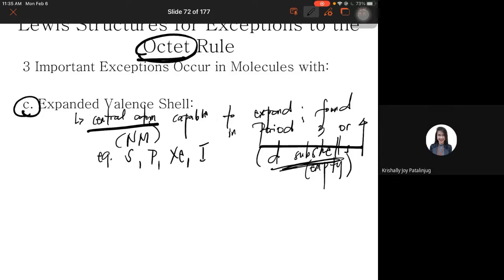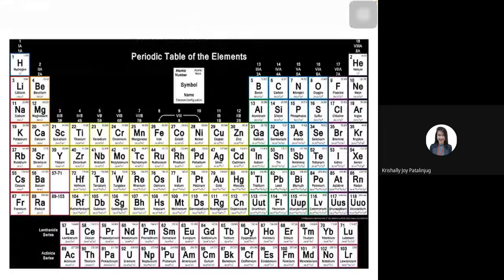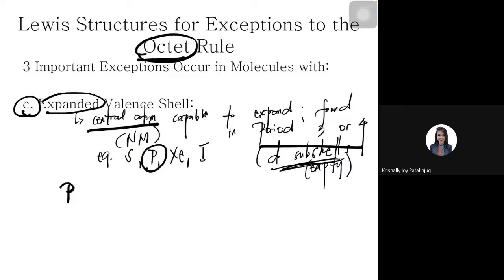So let's have an example of molecules, species with a central atom that is capable to expand, meaning more than 8 electrons yung surrounding valences nila upon writing their Lewis structure. Let's say, for example, phosphorus. Again, phosphorus in the periodic table, it's found in period 3. So you'll expect na it would really have empty d orbitals, and therefore it's capable to expand.